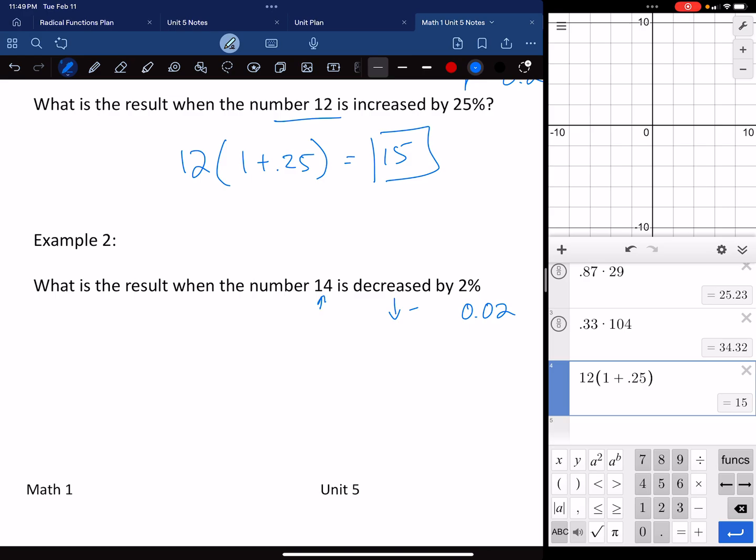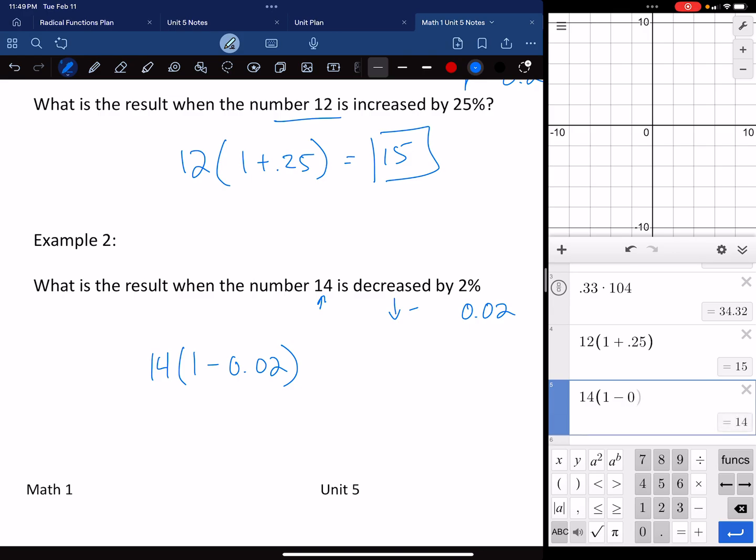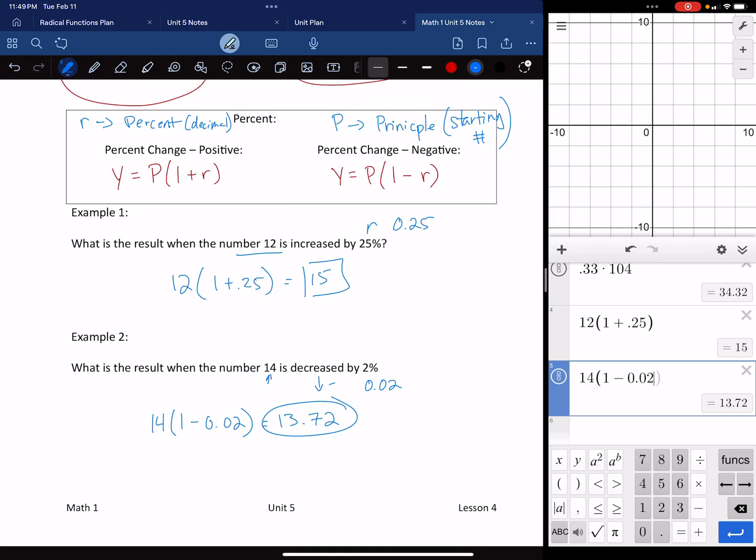Okay, so if I'm trying to find, I'll do 14 times 1, I'm decreasing, minus 0.02. So you can do 14 times 1 minus 0.02. And you are going to get 13.72. Right? When you're doing this practice in Delta Math, please just plug that in as your answer. Okay, that's the first page.